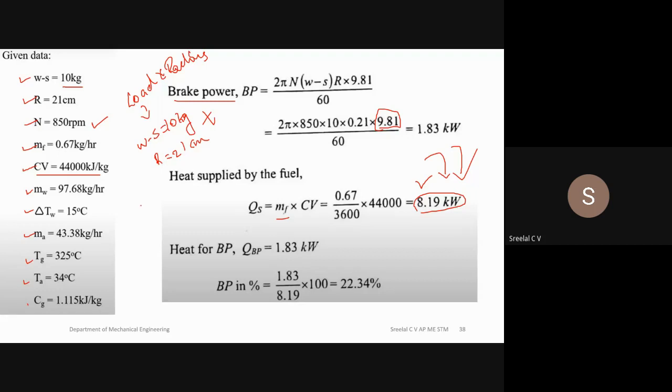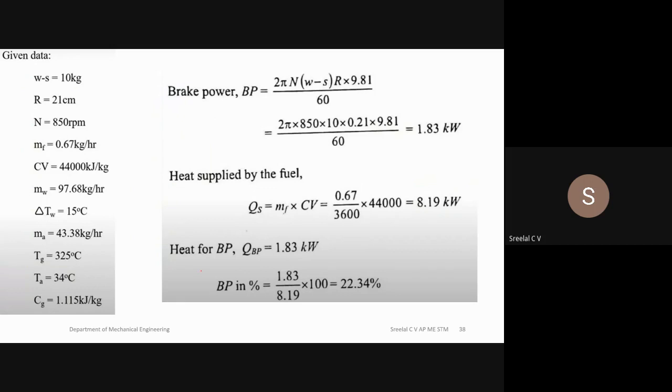The load is given in kilogram, right? So it must be converted into Newton. We have to convert it into Newton. For that we are multiplying with 9.81. Okay, so we will be getting a value of 1.83 kilowatt for the brake power. Okay, we will be getting the value for the brake power.